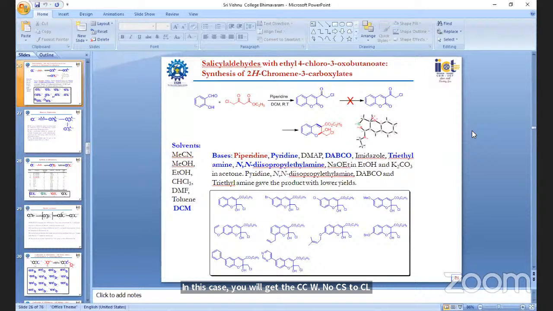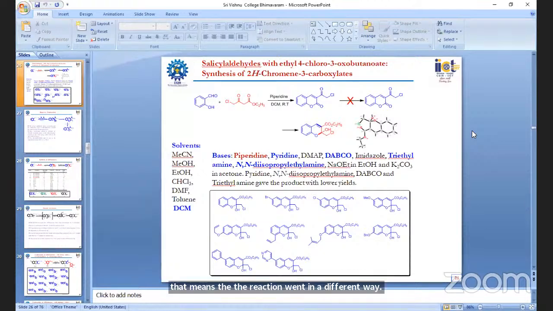But this compound we could not get. What could be the reason? There is a reason. We expected this compound, we didn't get it. And this compound, whatever I have shown down here, this we got. That means 2,3-disubstituted compound we got, and that means the reaction went in a different way.